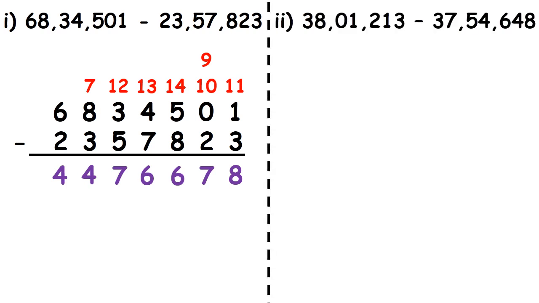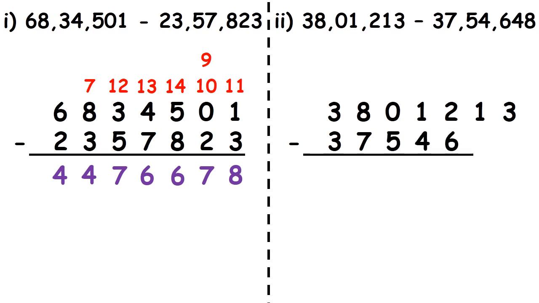Let us solve another example. Now we will subtract 37,54,648 from 38,01,213. So as per our first step, we will arrange the numbers as per their place value. Let us start subtracting from the last digit, that is 3 minus 8. Since we cannot minus 8 from 3, we have to borrow. So 1 will become 0 and 3 will become 13. 13 minus 8 is 5.